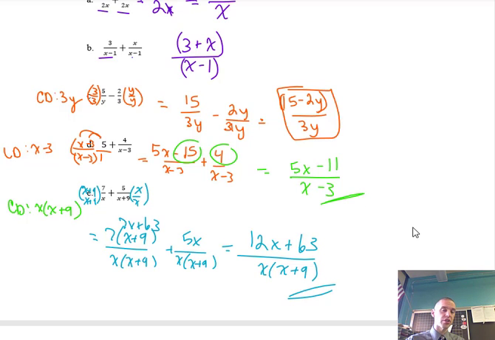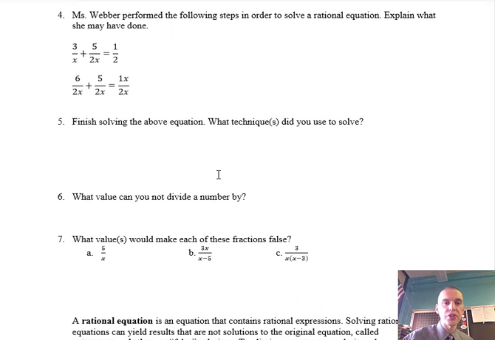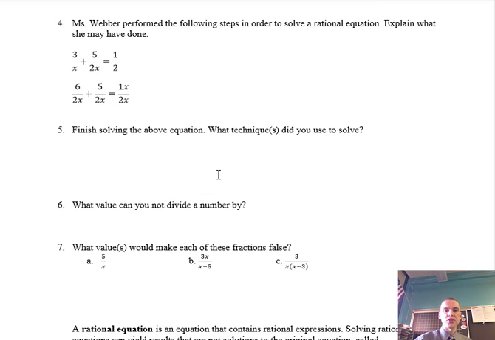So moral of the story here, when you're finding common denominators, if they're not the same and it includes variables, multiply the two together. What I would like you to do, as we are going to finish the video up here, is to do numbers 4, 5, 6, and 7. All number 4 is asking to do is explain what she may have done. Finish solving it, so it's good practice for you.